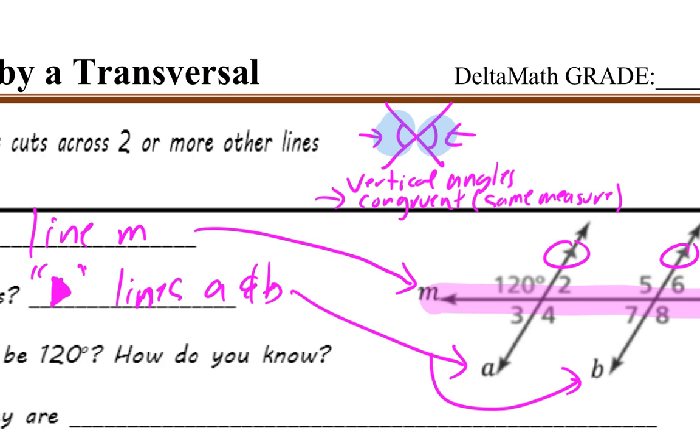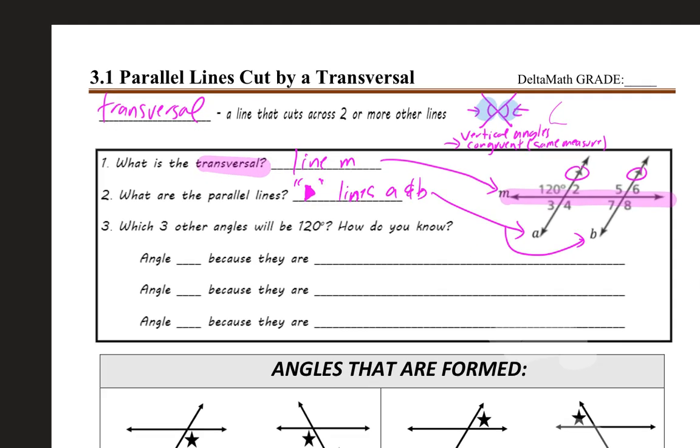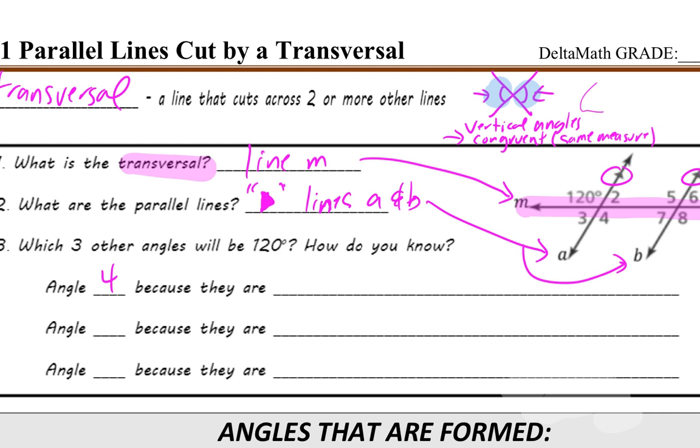Okay, so we're going to say that angle 4 is the same as 120 because they are vertical angles. Okay, and vertical angles are congruent. All right, so we're going to investigate which two more of these are also going to be equal to 120. Now, you may be able to guess already. If I told you two of these angles are also equal to 120, think about what you would guess for right there, and we're going to come back to it.